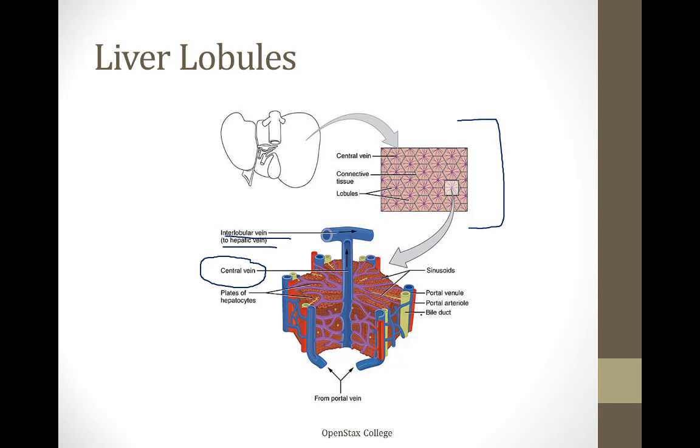Blood enters the liver through one of these portal triads over here. The portal veins carry blood coming from the intestines. The portal arterioles carry arterial blood, and then there's a bile duct as well. So there are 3 channels in the portal triad. That's why it's called a triad. One of the channels is the portal vein, one is an artery, and one is a bile duct.